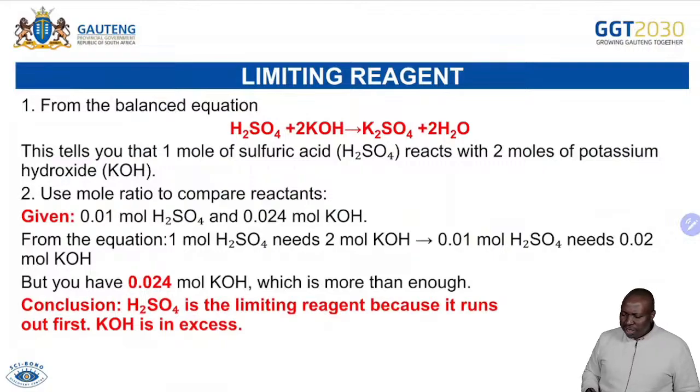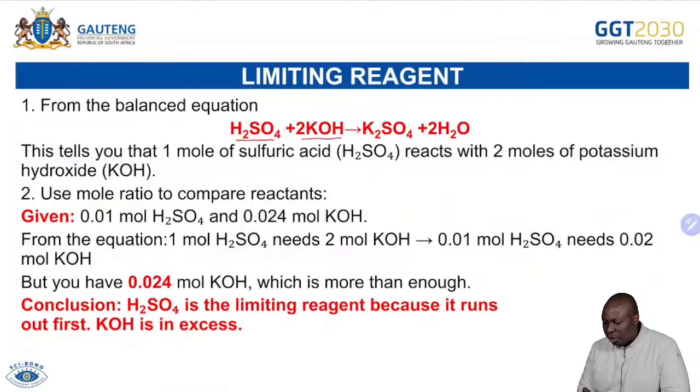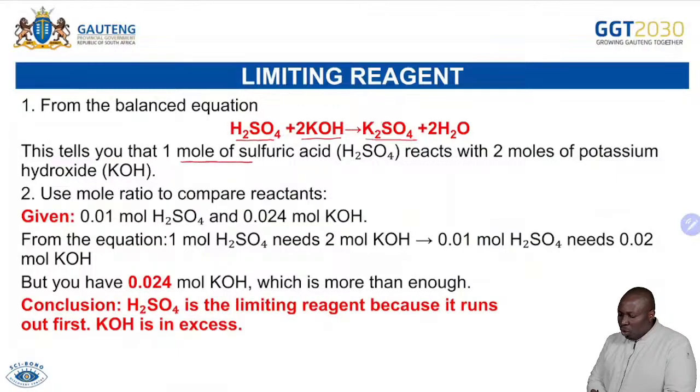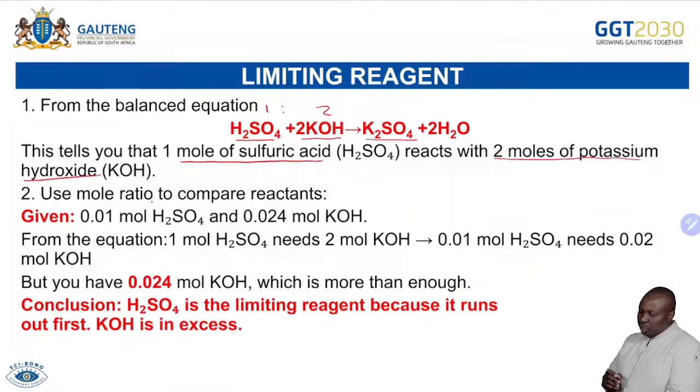And now I wanted to demonstrate here the issue of the limiting reagent. Let's say, for example, you are given a reaction between sulfuric acid and potassium hydroxide to form potassium sulfate and water. This reaction tells you that for every 1 mole of sulfuric acid, it must react with 2 moles of potassium hydroxide. What is important here is that we must be able to use the mole ratio to compare the reactants. So it's 1:2. That is the mole ratio between the two of them.